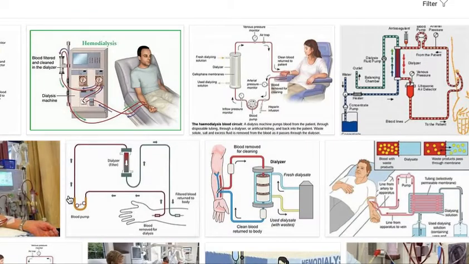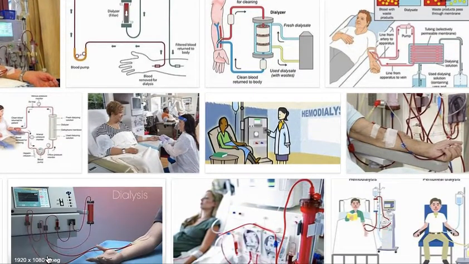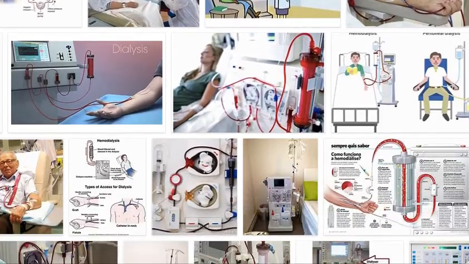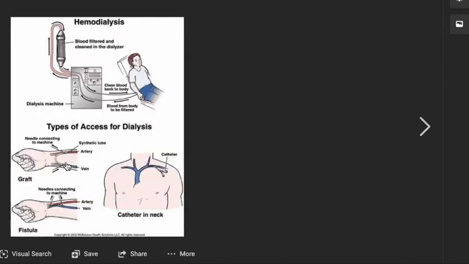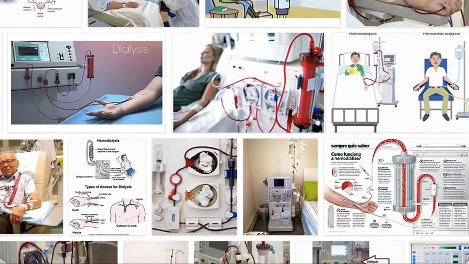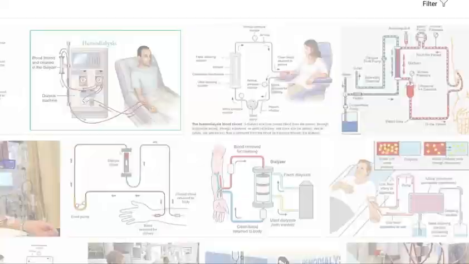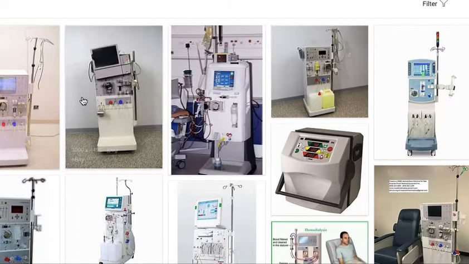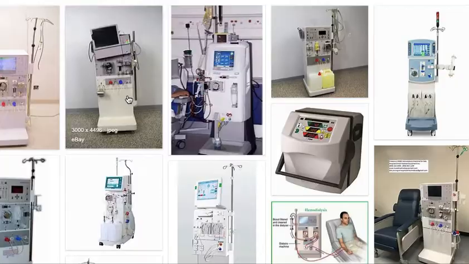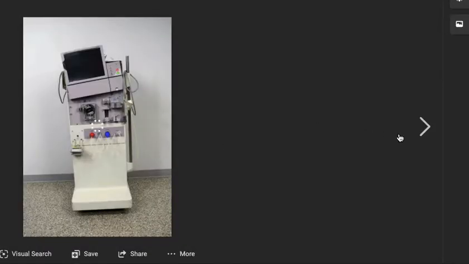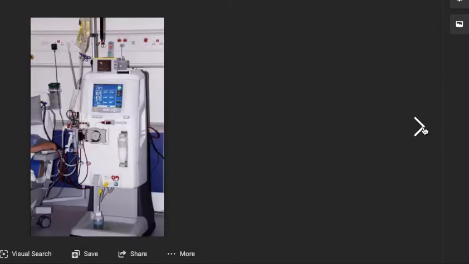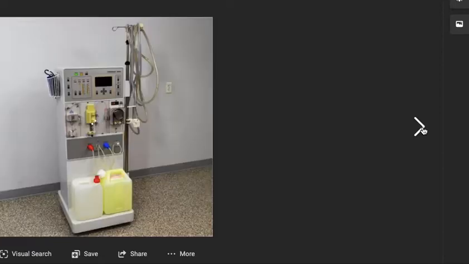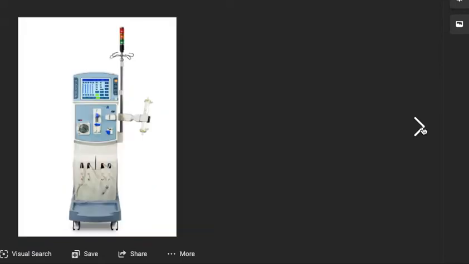This is for patient education, of course, right? And this is the whole circuit they are showing you. So this is the catheter in the neck, or if we have an AV fistula, they can do it from here as well. And how the machine looks is like this. Of course there are many types and many models, and nowadays more sophisticated models are also there.